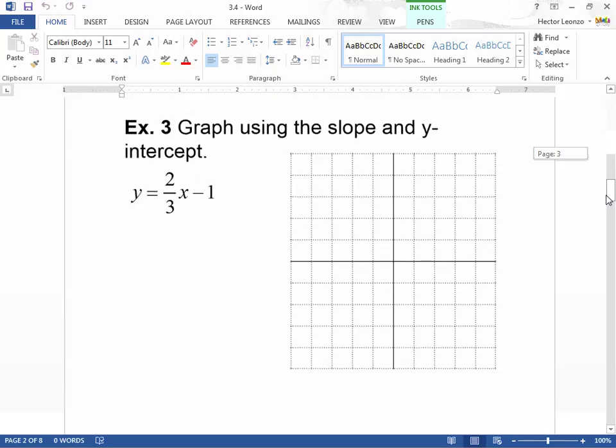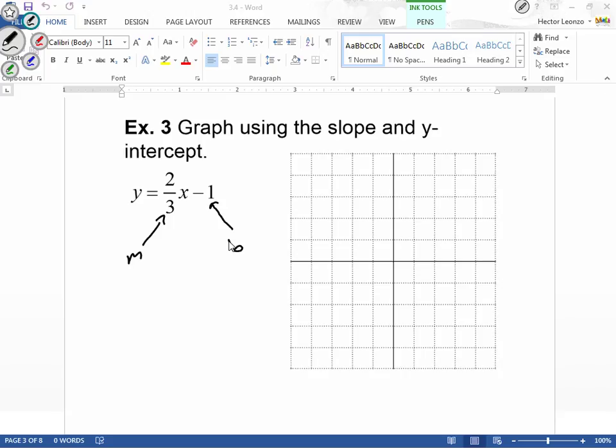Now graph using the slope and y-intercept. So I told you that the slope was m because it tells us how to move. The y-intercept was b because it tells us where to begin. So I'm going to start with my point (0, -1). That gives me this point, right? I'm going to begin with my y-intercept. Once again, we call it y-intercept because it's the point where it crosses the y-axis.